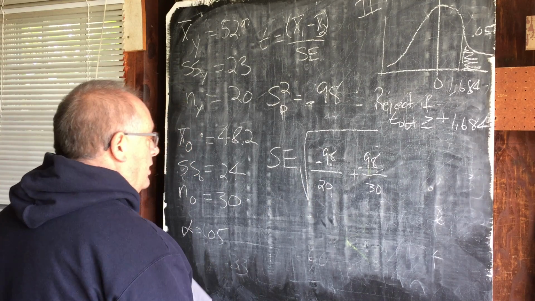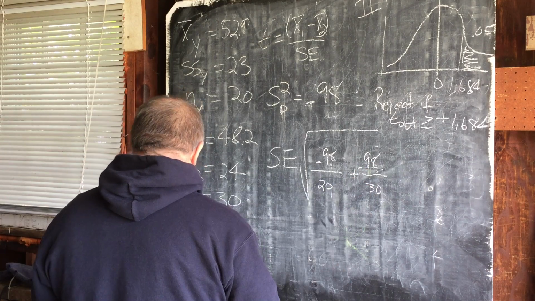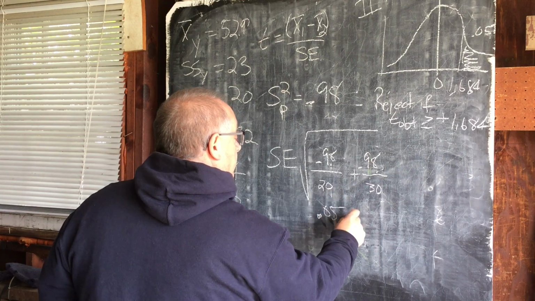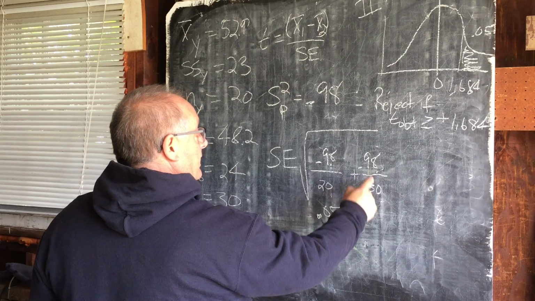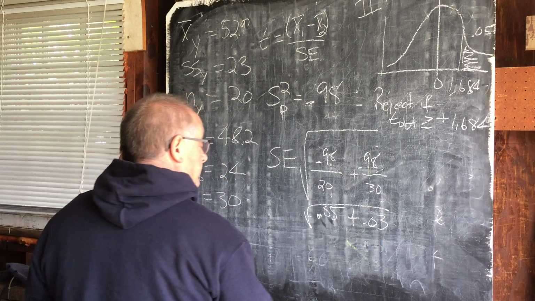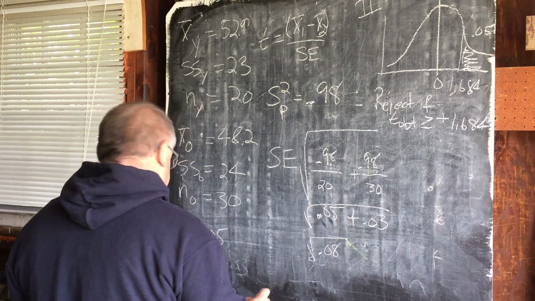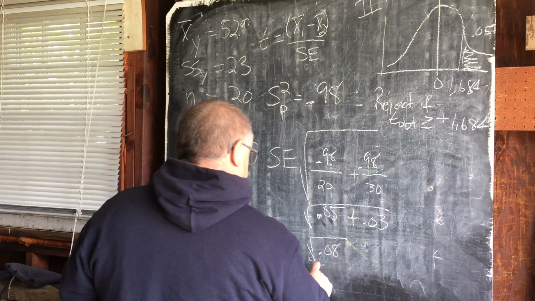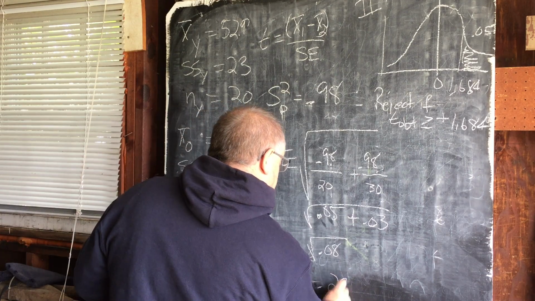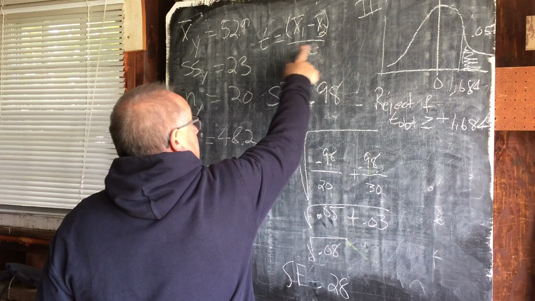I don't want to forget to take the square root. So this is 0.98 over 20 plus 0.98 over 30. 0.98 divided by 20 is 0.05. To that we add 0.98 divided by 30, which is 0.03. Add those together, right? I get the square root of 0.08. We take that square root and we get a standard error of 0.28. That's the denominator of the t-test, right? 0.28 goes right here.